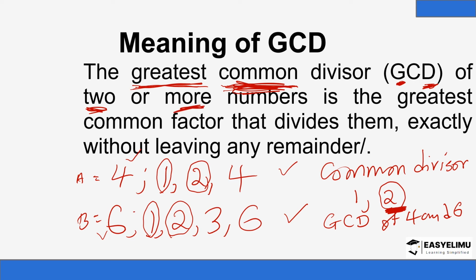So they could be two numbers, they could be three, four, and so on and so forth. So here we say the GCD of 4 and 6 is 2. So that is what you mean by the GCD of a number. Remember, it can also be called the highest common factor. Divisor here is just, its other name is a factor. So you can talk of the highest common factor or greatest common factor. Like in this case, we're talking about greatest common factor or greatest common divisor.